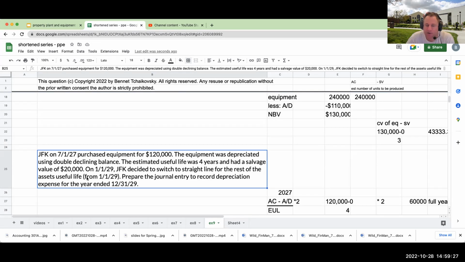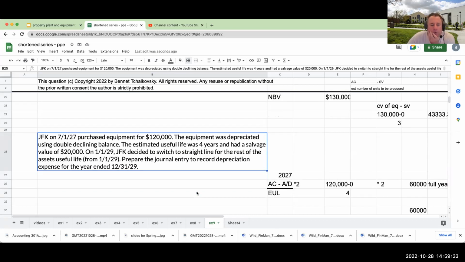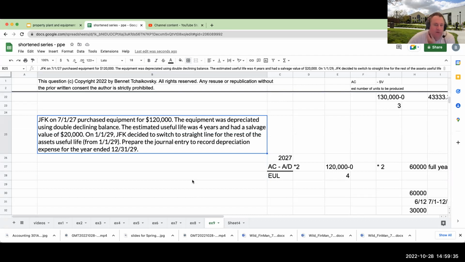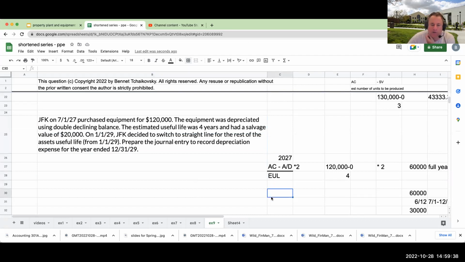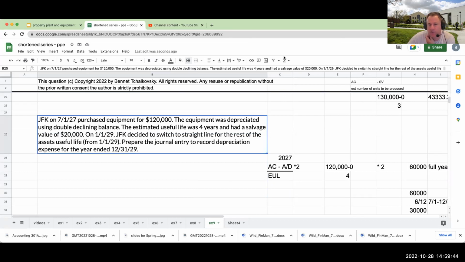Okay, so let's go through and do this. So the rest of the asset's useful life is how long? Well, boy, this is a nasty question. I'm going to actually rephrase this. Just give me a moment. I'm not going to change it. Let's go ahead and do it.